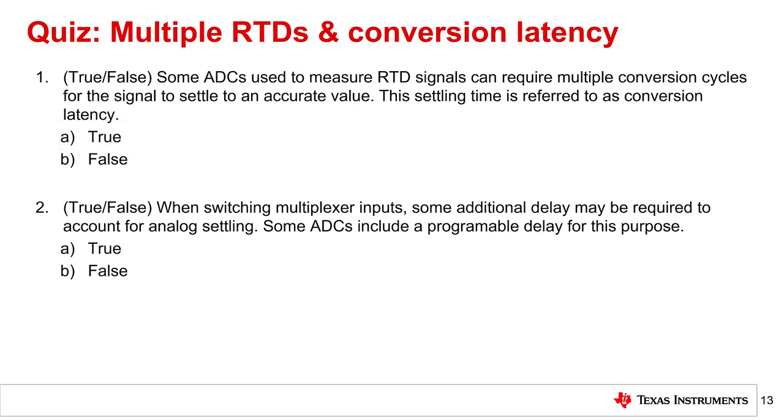Question 2. True or false? When switching multiplexer inputs, some additional delay may be required to account for analog settling. Some ADCs include a programmable delay for this purpose. The correct answer is A, true.